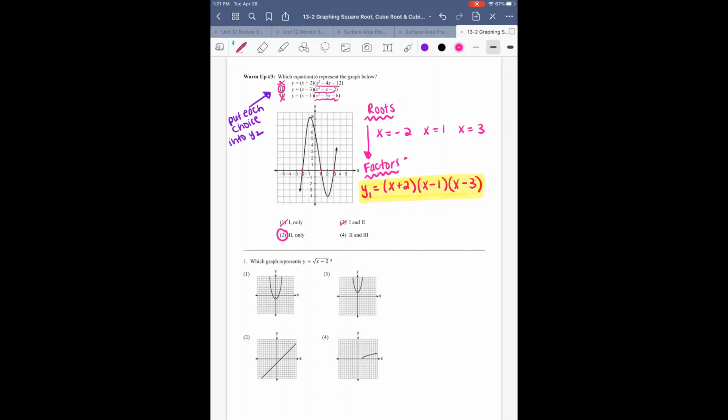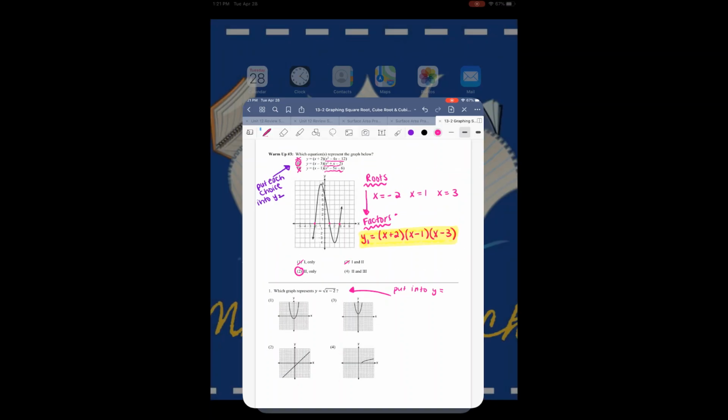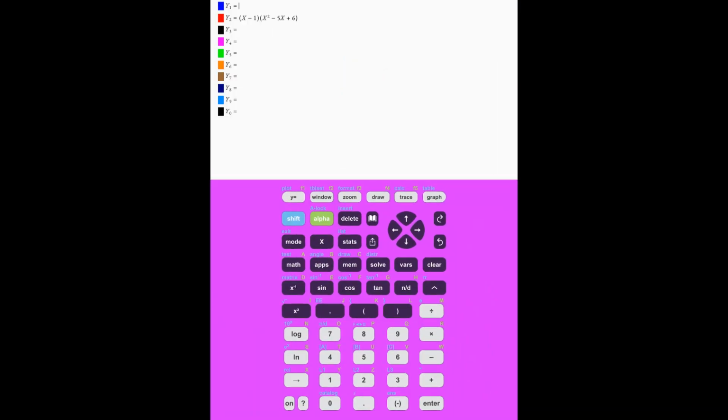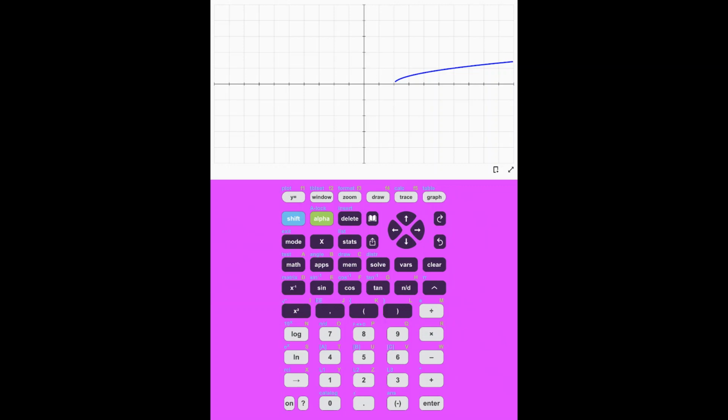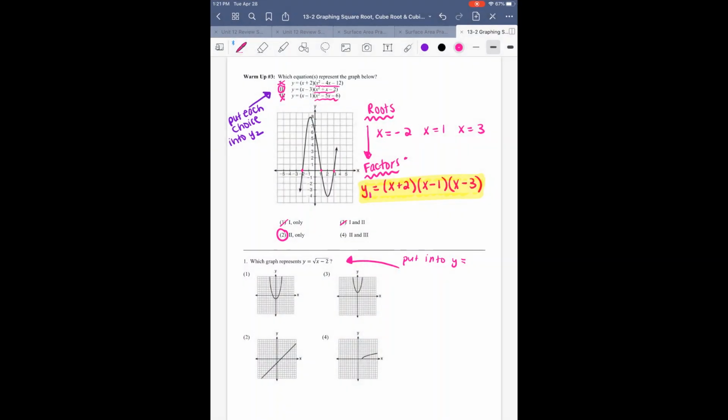Question number 1, which graph represents y equals square root of x minus 2? So, easiest thing to do is put into y equals to see which one looks exactly the same. So I'm going to do that right now. I'm going to clear these out. And I'm going to put the square root of x minus 2. I'm going to check out my graph. And that looks like choice number 4. All of the other graphs look completely different.